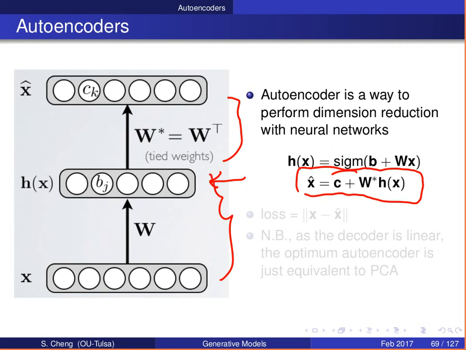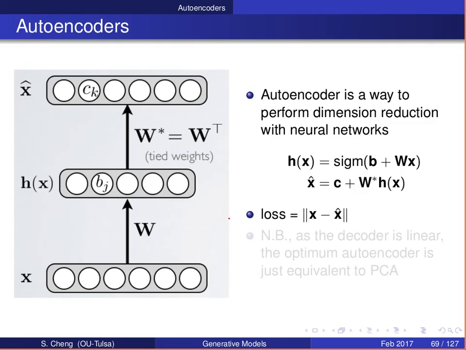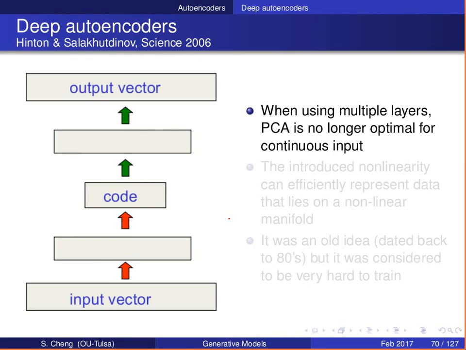But it turns out this will be redundant because, as we mentioned earlier, if your decoding step is a linear step, then the encoding step will basically be optimum using a linear projection also. The optimum linear projection will simply be PCA. But of course, if you have multiple layers, then it's no longer optimum for PCA. And that's the interesting part.